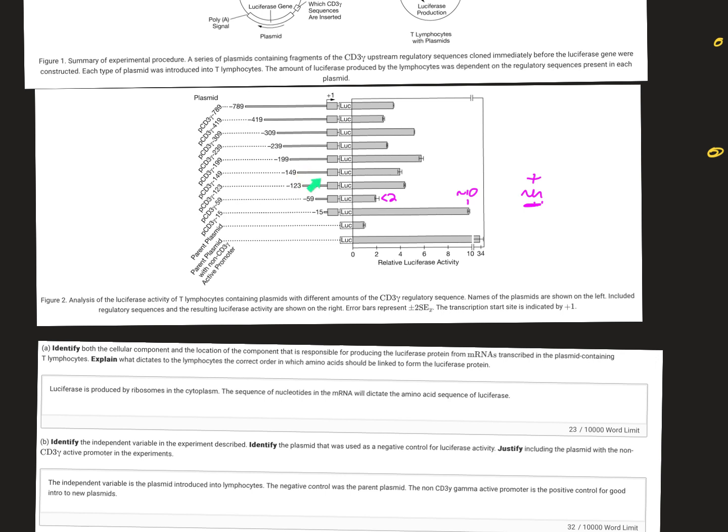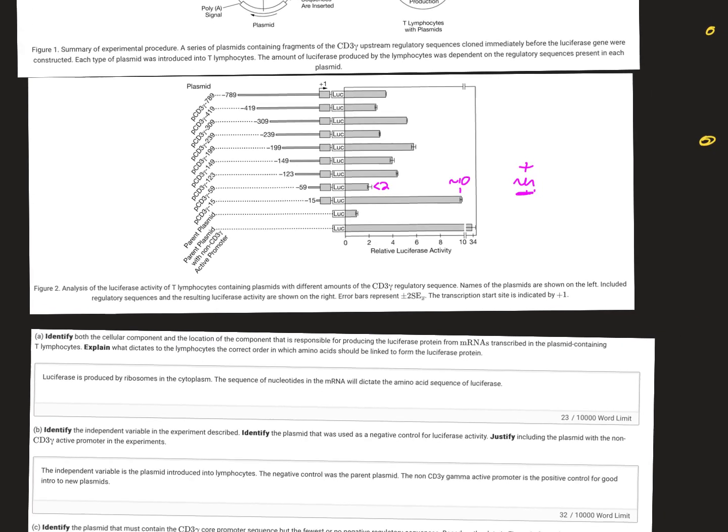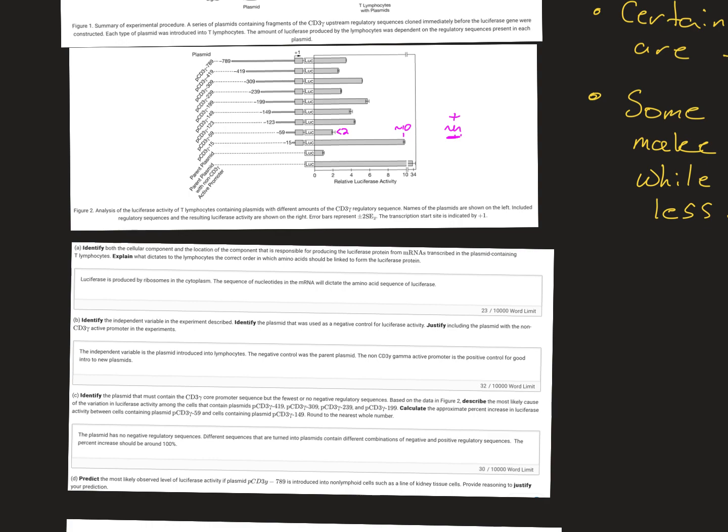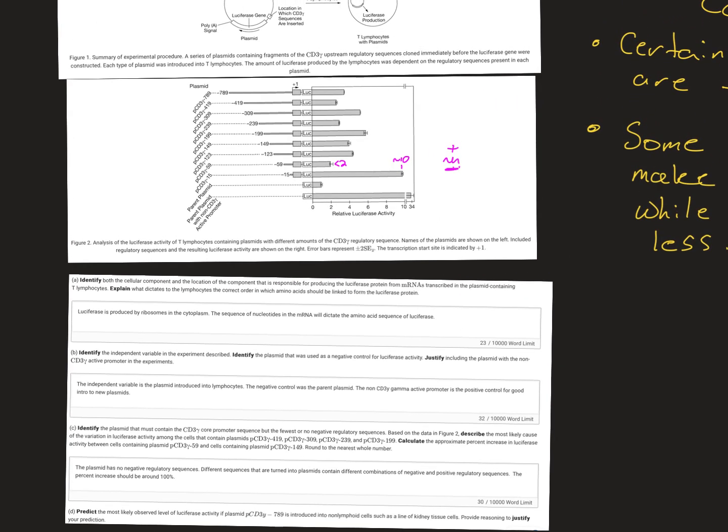So there are some positive influences between 59 and 123. You can see it going up. At 199, there must be a little more positive, but this negative is still impacting it because you're not as high as the first 15. You're not as intense. There's not as much luciferase being made as with the first 15 nucleotides. So when I look at this chart, and by the way, this is the CD3 gamma plasmid, the CD3 gamma, 15 nucleotides upstream, 59, 123, 149, all the way up to 789. All right.